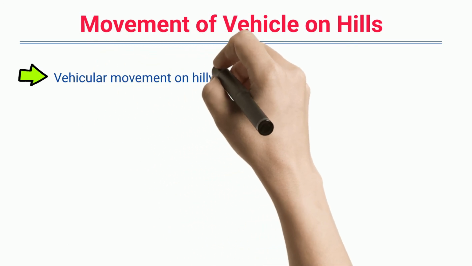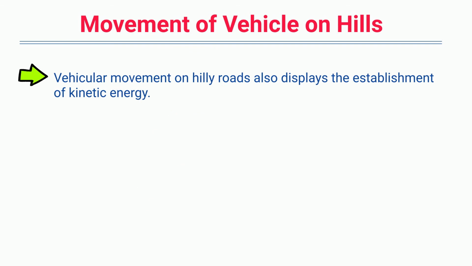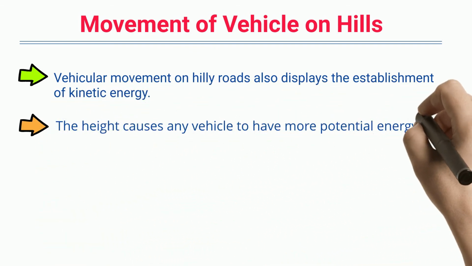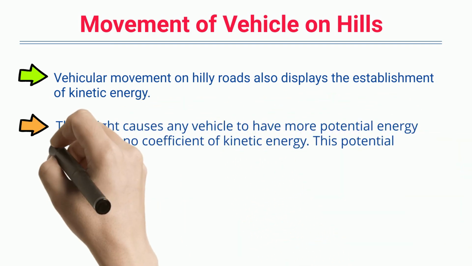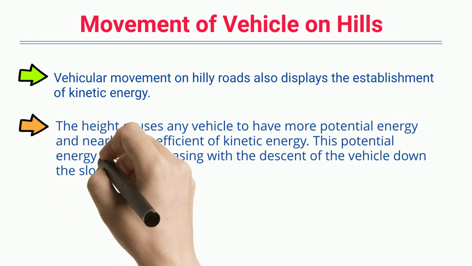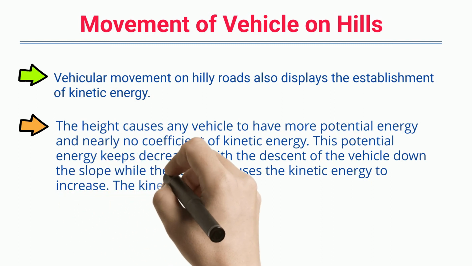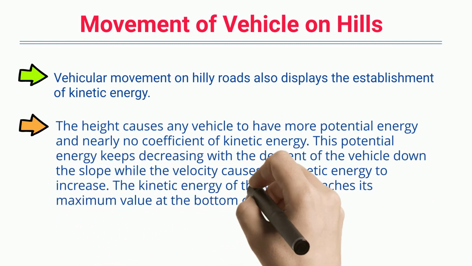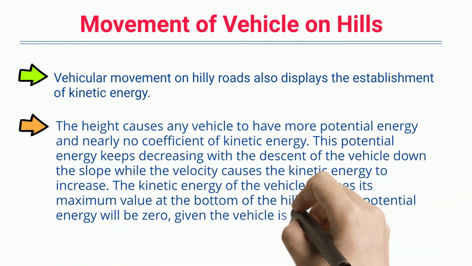Movement of vehicle on hills. Vehicular movement on hilly roads also displays the establishment of kinetic energy. The height causes any vehicle to have more potential energy and nearly no coefficient of kinetic energy. This potential energy keeps decreasing with the descent of the vehicle down the slope, while the velocity causes the kinetic energy to increase. The kinetic energy of the vehicle reaches its maximum value at the bottom of the hill, while the potential energy will be zero, given the vehicle is moving at an unaccelerated speed.